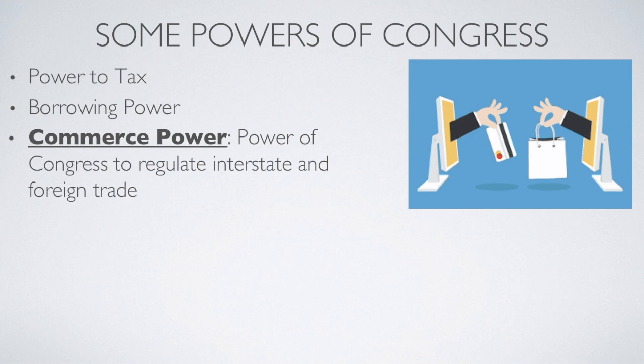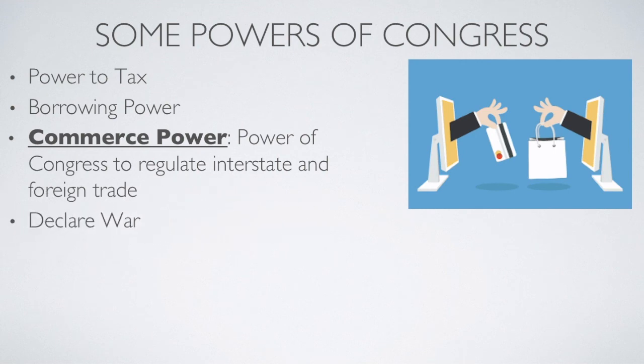But if trade exists between two states or out of a state, then it becomes a federal issue, that commerce power. Because of the globalization of our economy and because of online markets, so much is outside of the state. And so that commerce power is really big.